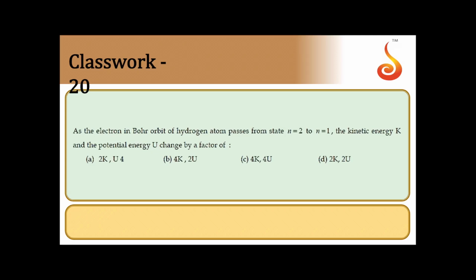We'll move on to the next one. As the electron in Bohr orbit of hydrogen atom passes from n equal to 2 to n equal to 1, kinetic energy and potential energy U change by a factor of.